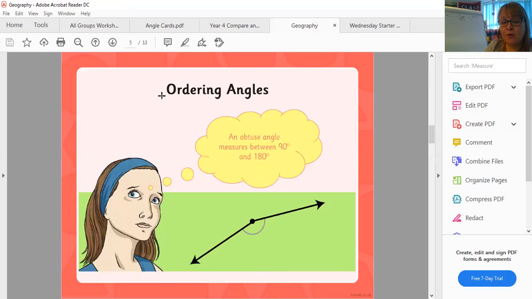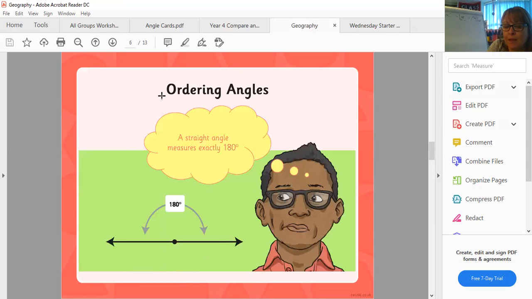Now, another angle that we're going to talk about, this one is bigger than 90. So it could go for all of you, 90.1. I know we haven't done decimals, all the way up to 180 degrees. All right, so it's never going to be bigger than 180. The next one, I'm going to bring it a bit closer. This is called a straight angle.